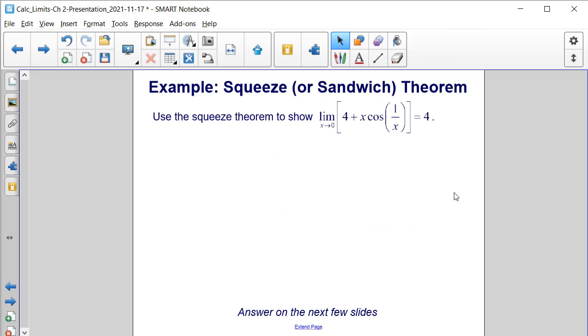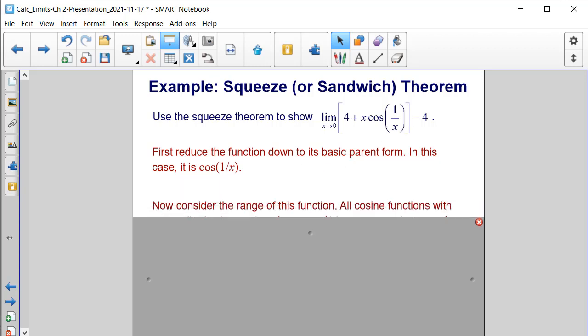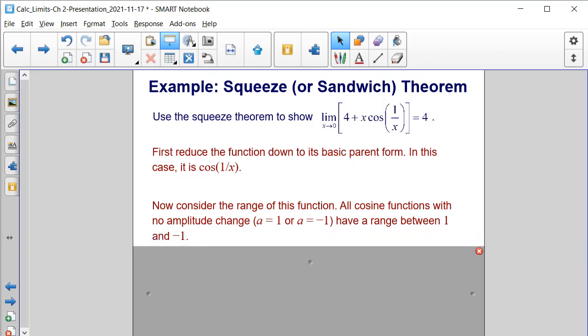Use the squeeze theorem to show that the limit of 4 plus x times the cosine of 1 over x as x approaches 0 is equal to 4. The first step is to reduce the function down to its basic parent function. In our case, it's the cosine of the quantity 1 divided by x. And then the next step to that is to consider the range for this function.